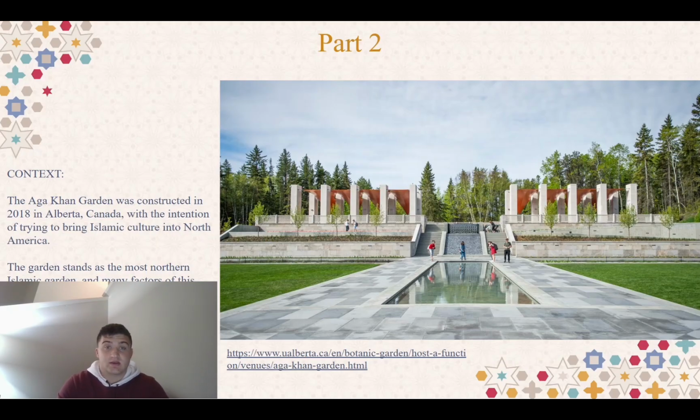The garden stands as the most northern Islamic garden, and because of this, many factors were taken into consideration whenever it was being constructed. For example, there were buried heating lines to help heat the pools and water so that it would not freeze during extreme cold. And they take other measures, like fully shutting off the water at certain points to keep it from clogging due to the cold. And the lead architect was, if I can pronounce this correctly, Vladimir Djurovic.